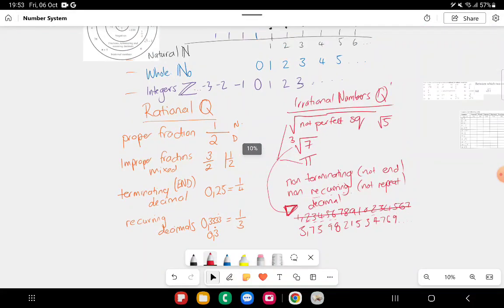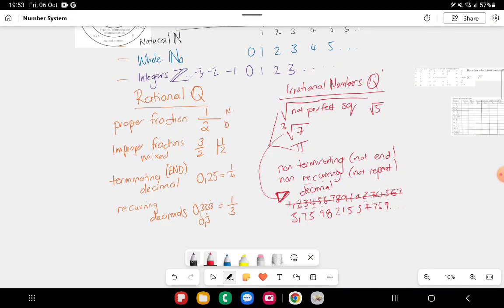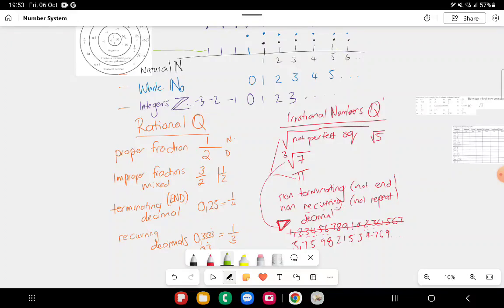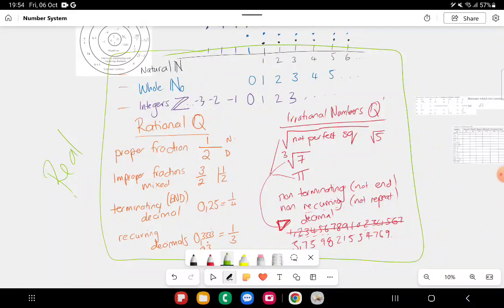The last concept that you need to know is what real numbers are. A real number is everything. All of these together are real numbers. So when you are working with these, they will always be real numbers.